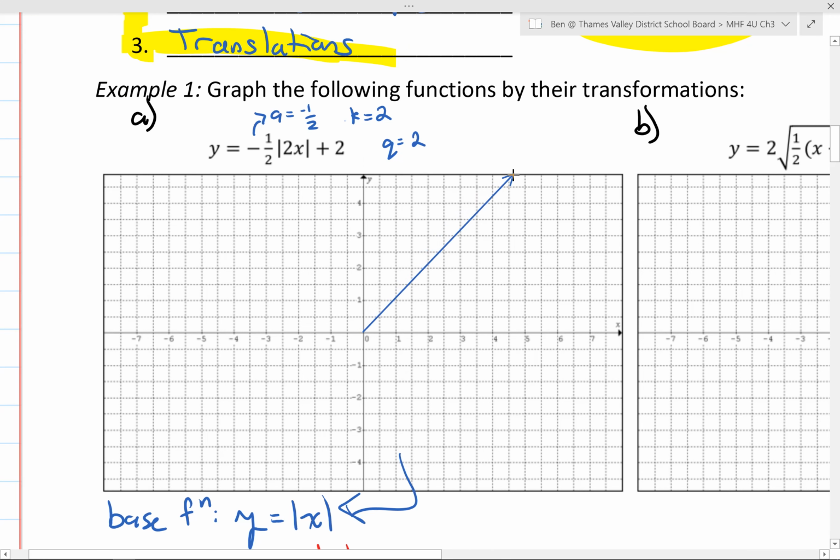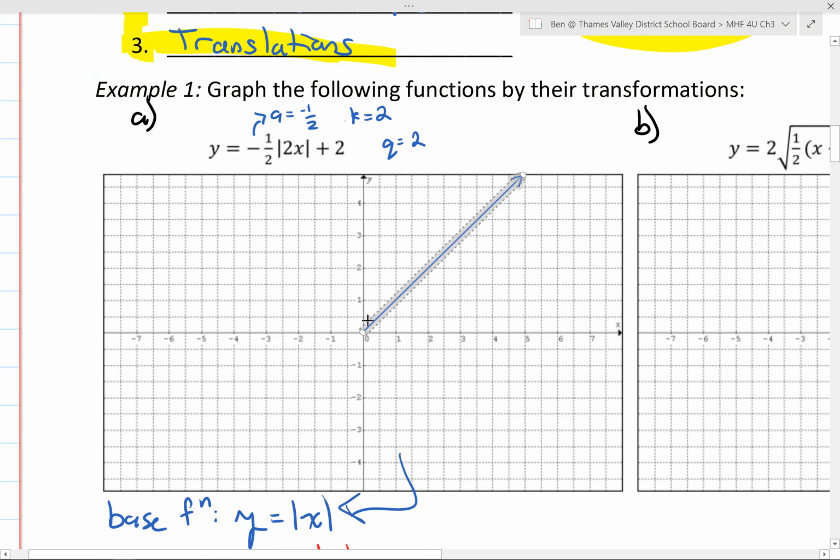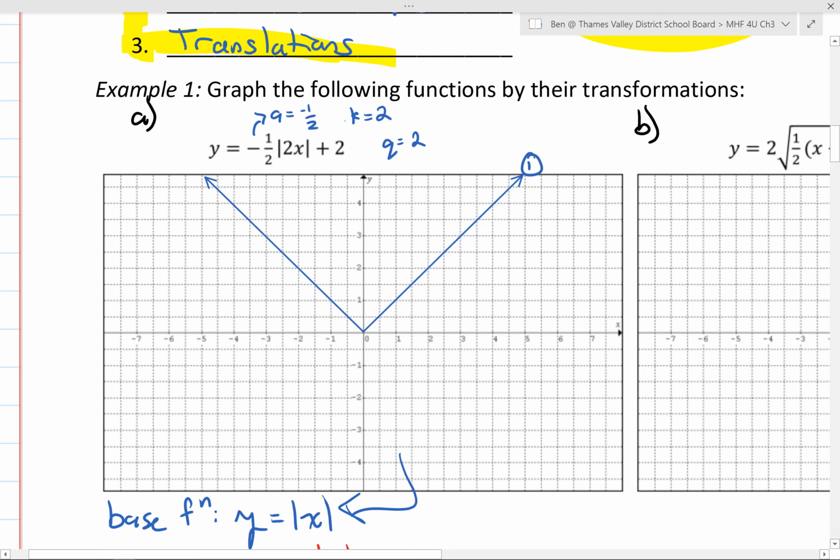Nice and simple. It's a linear function that looks like y equals x on the right of my y-axis, and where my x values are negative, it's a linear function where y equals negative x. Perfect. So this is nice and straightforward. I'll call that number 1.